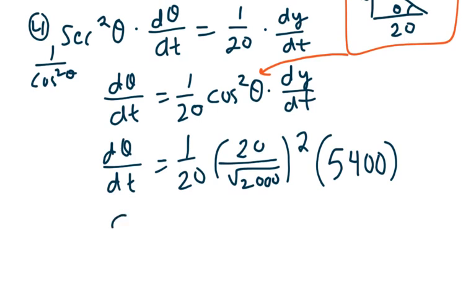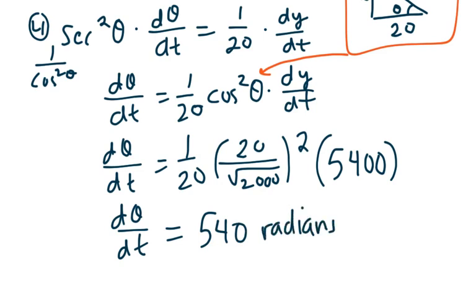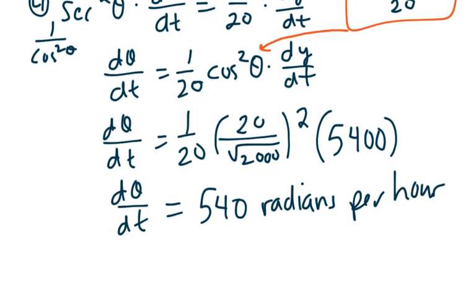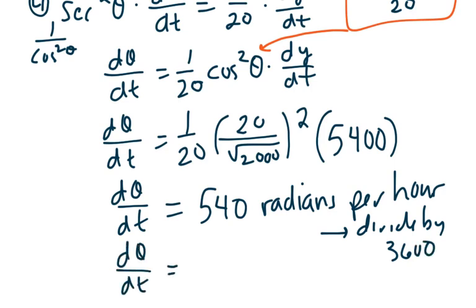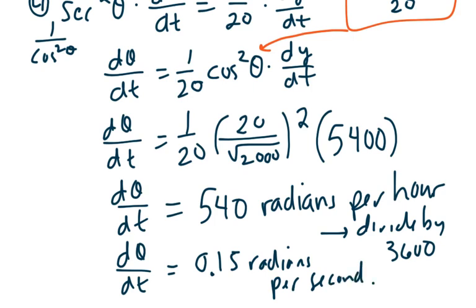Okay, put that all in your calculator, and you get d theta/dt is 540, and that's in radians, because it's an angle, per hour. Okay, remember, they want the answer in seconds. So to get from hours to seconds, you're going to divide by 3,600. So d theta/dt is going to be 0.15 radians per second. So this angle of elevation is changing 0.15 radians per second.